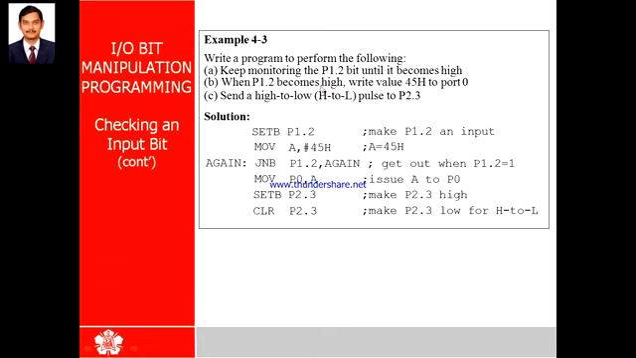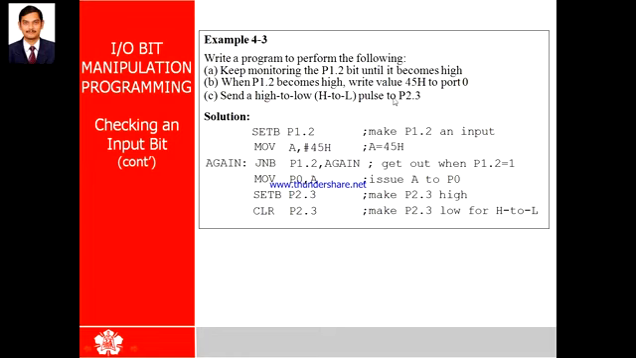When P1.2 becomes high, write the value 45H to port 0. So whenever it turns high, then immediately what are we doing? We are writing a value here, which is done by moving the value to the accumulator. So the accumulator is having 45H. That will be moved to port 0. You can observe here, write the value to port 0. So here we are doing that with that instruction.